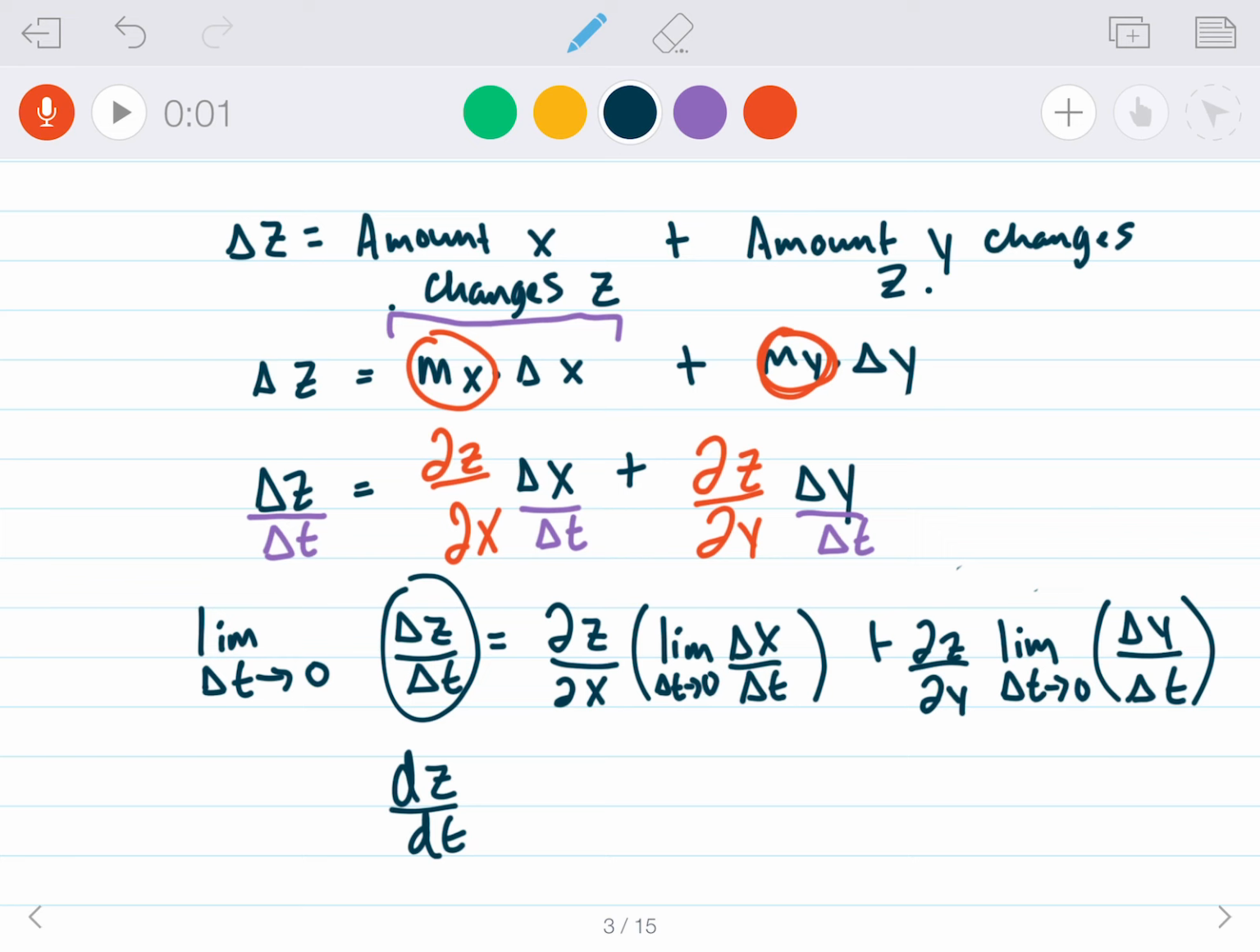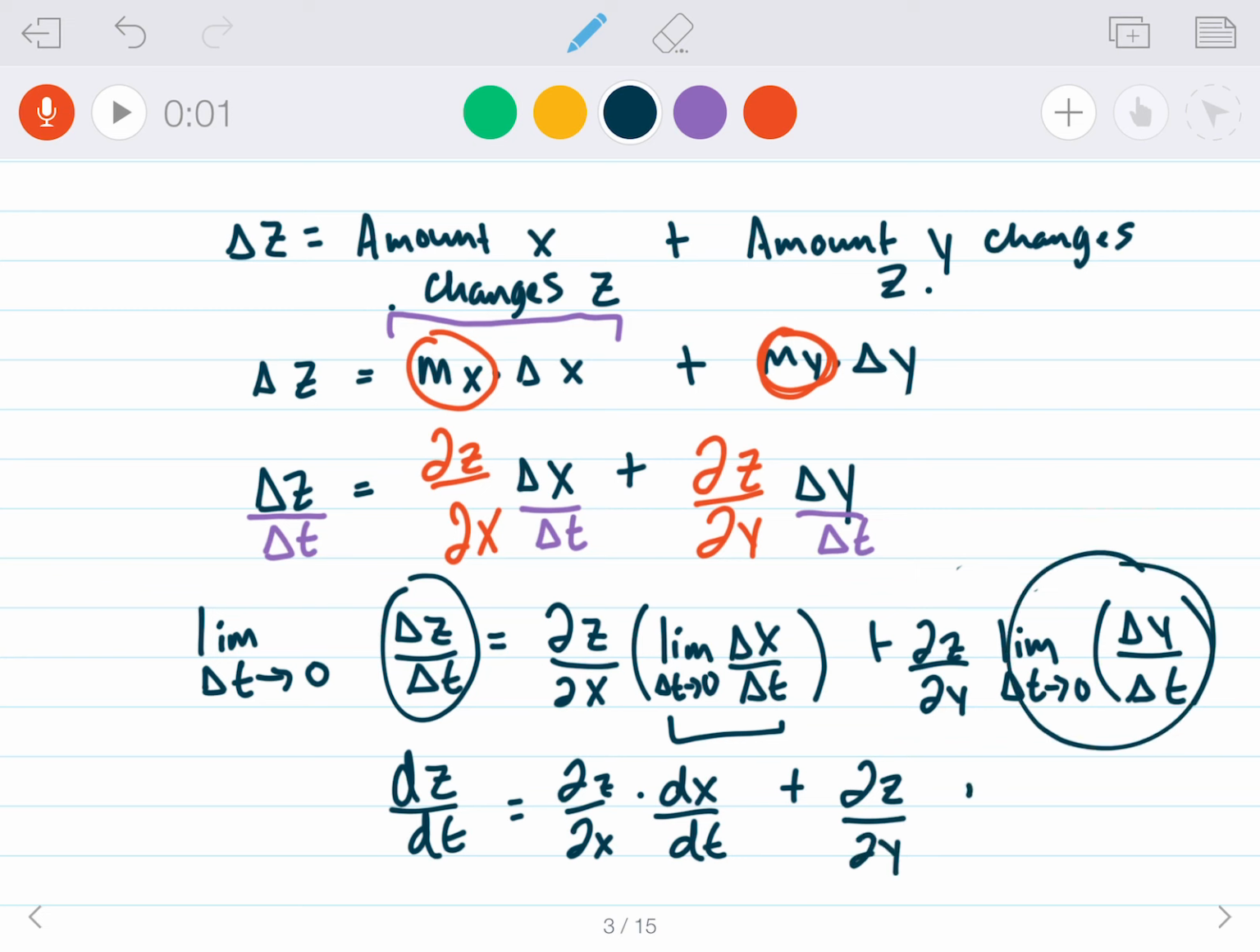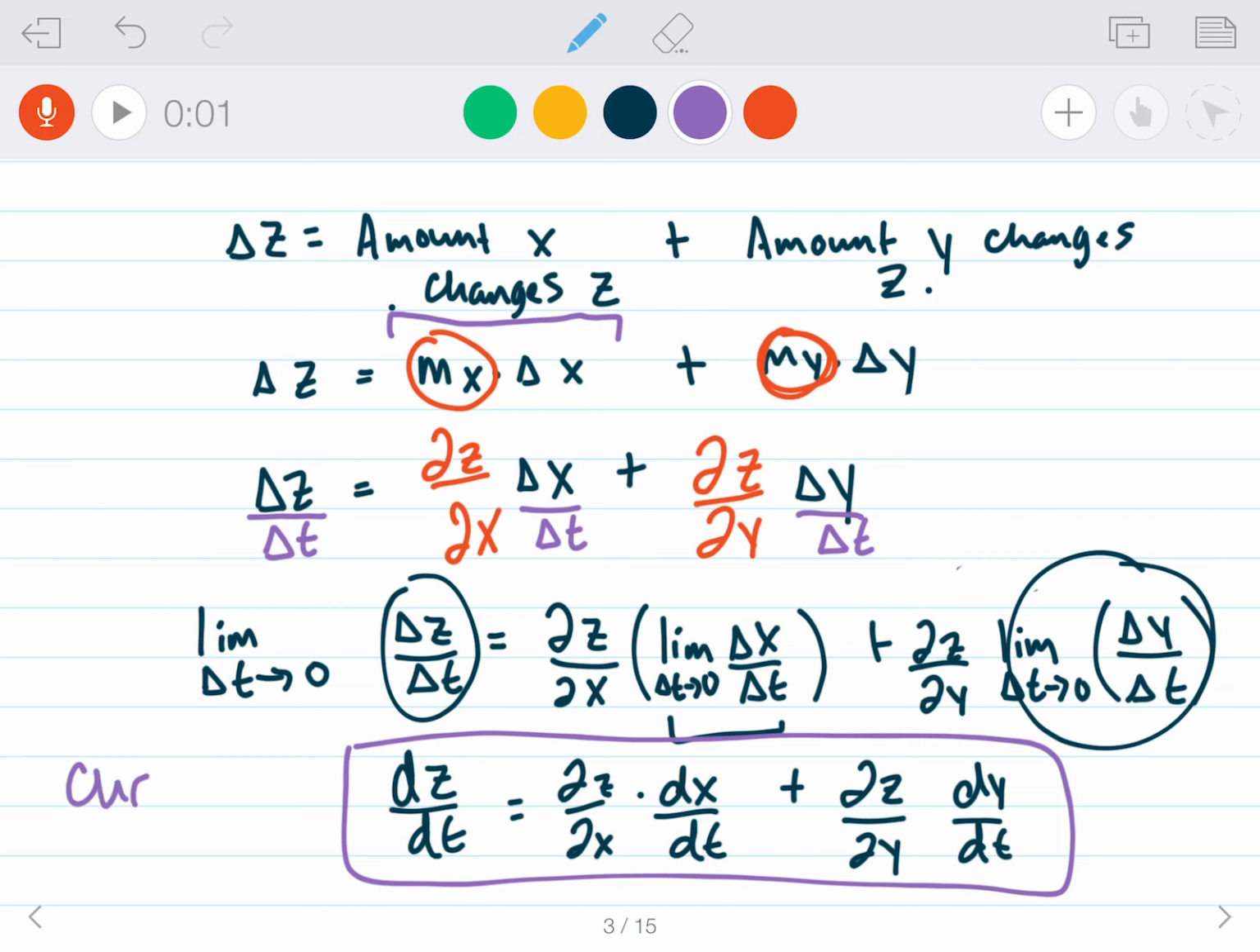As the 2 points get really, really close to each other, take the limit and you're going to get the derivative, okay? So in a similar way, this guy is going to be the derivative of x with respect to t plus partial of z with respect to y, and then this guy is going to be the derivative of y with respect to t. So this is our chain rule.